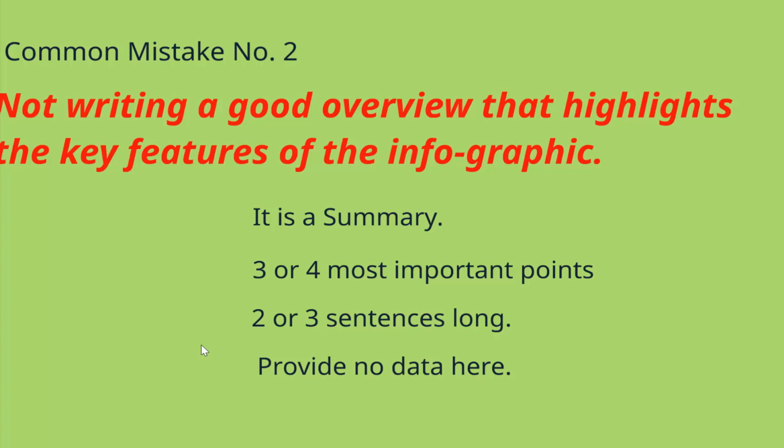It should be like 2 or 3 sentences long. Okay, it's not that long, and it should be a summary of the whole infographic, but remember not to provide any data or numbers in the overview. And that's probably the most important paragraph in academic writing task 1. Now let's move on to common mistake number 3.